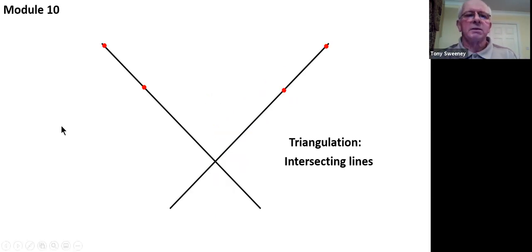Okay, now this is triangulation, intersecting lines. I was a fisherman for about 20 years, and I learned this from a crew member. Very useful bit of knowledge.